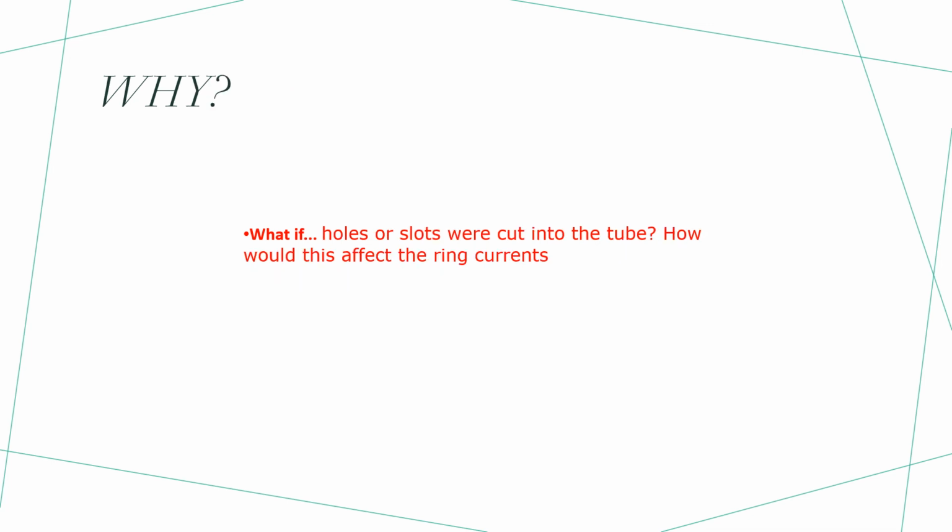There were holes or slots cut into the tube. How would that affect the ring currents? Well, the bar magnet would just fall right through because it wouldn't be a closed system, and that would affect the ring currents by disrupting them and not allowing a magnetic field to go against the bar magnet.